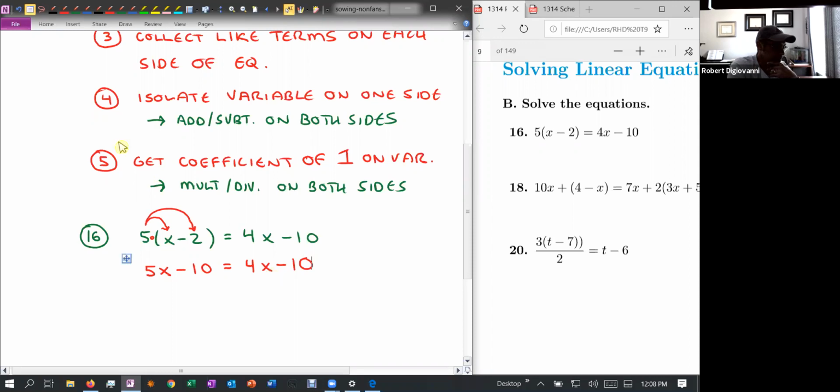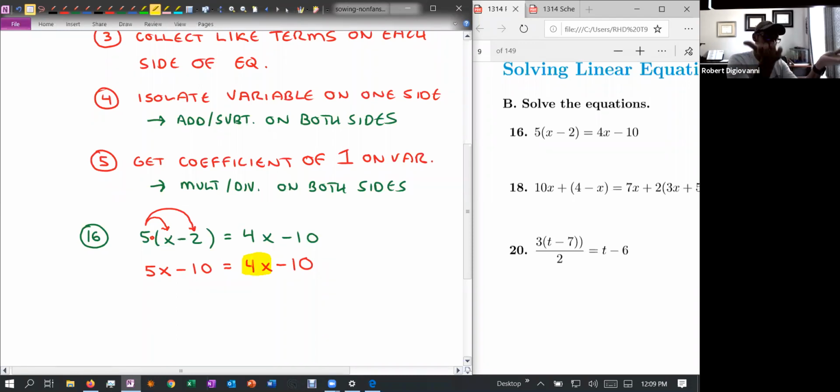So the next step is to isolate the variable on one side of the equation. So this is where you have some freedom. You can either try and get the variable to be on just one side, the left side or the right side. It's completely up to you. So I'm just going to choose to try and get the variable on the left. And what that means is that I do not want the variable on the right. I do not want 4x to be on the right-hand side.